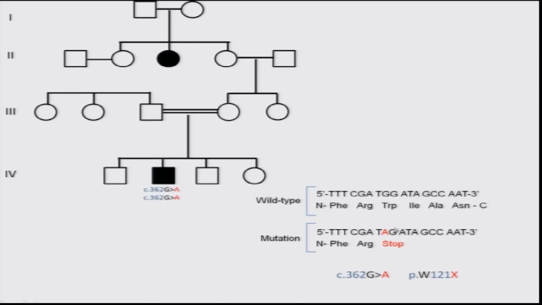And the mutation is that you have a point mutation resulting in the change in the codon. Now, in the place of the tryptophan amino acid, you have a stop codon. So, this individual is obviously homozygous for this particular mutation.